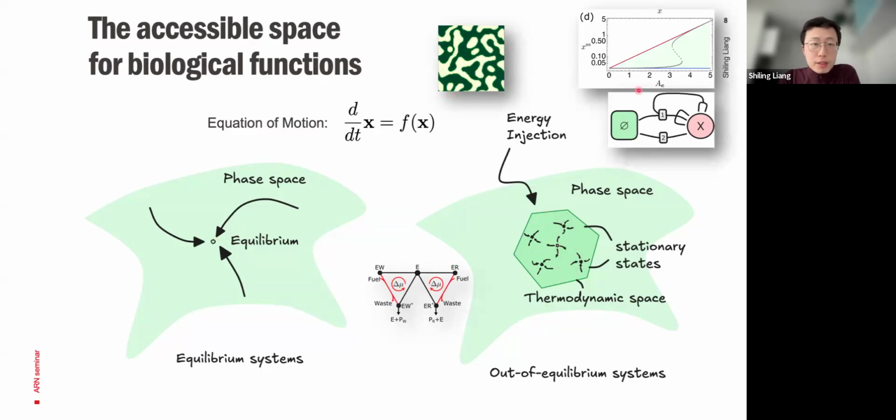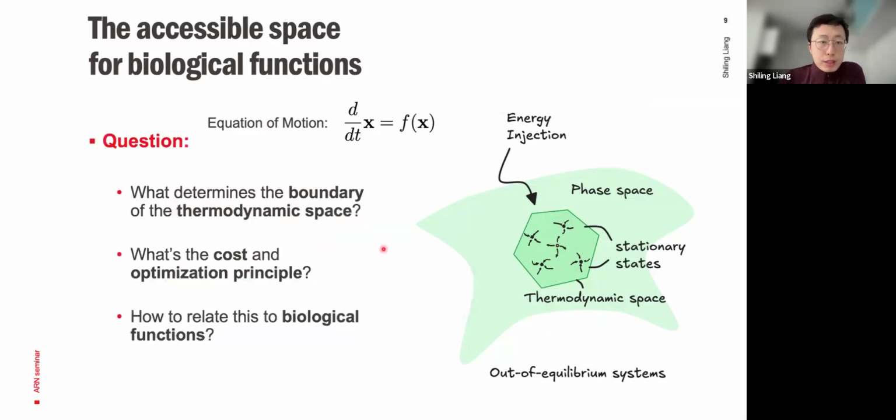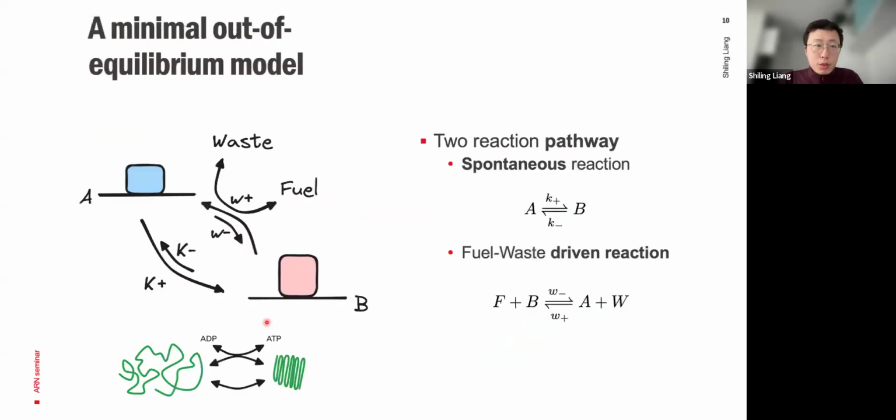And also in this space, we can define some complex dynamics, which we cannot define on a single point for the equilibrium system. This kind of space can be applied to different biological systems to get thermodynamic bounds on different biological functions. So the questions I will answer are: what determines the boundary of the thermodynamic space, how can we optimize the space, and how can we relate the size of the space to some specific biological functions?